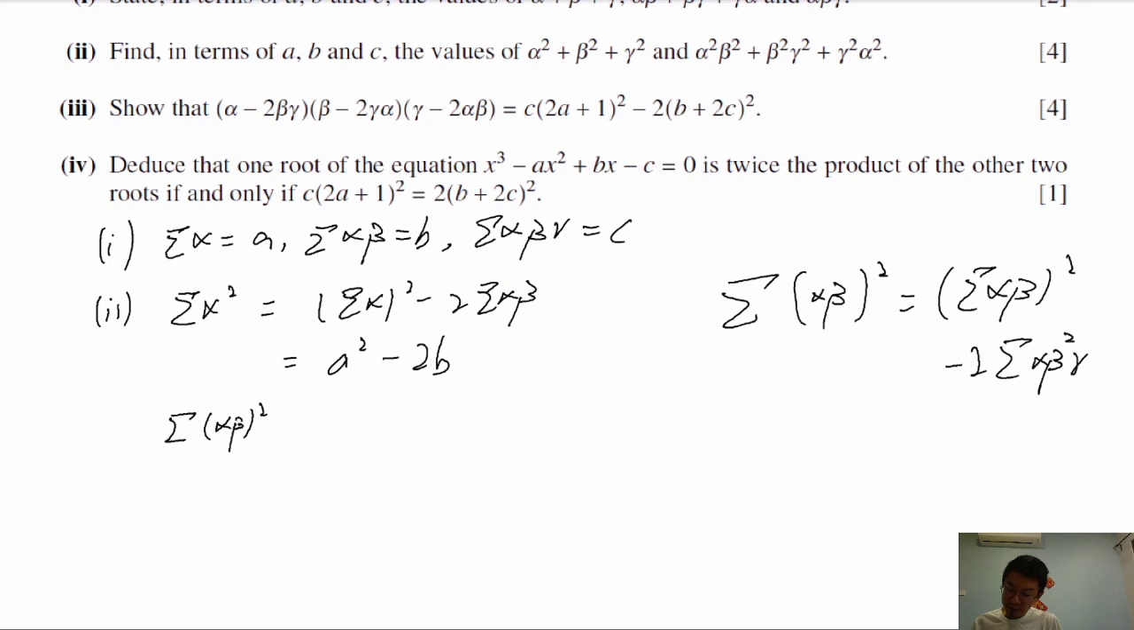So the first two terms that we have here are very easy to understand. But what happened to this thing? The sum of alpha beta squared gamma, let's just write that down first.